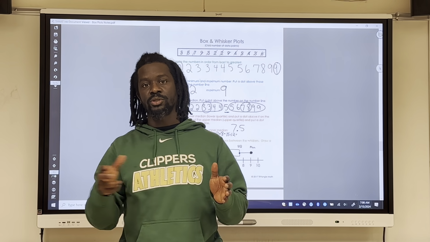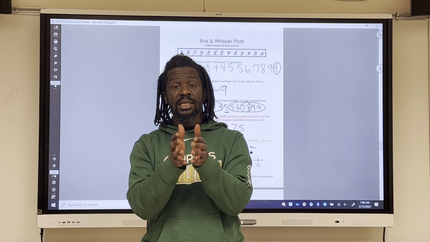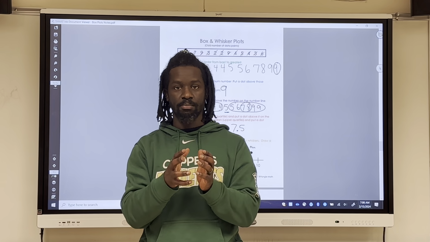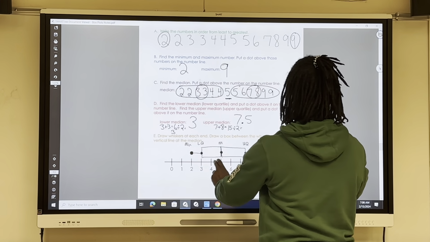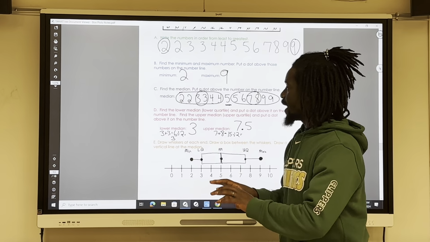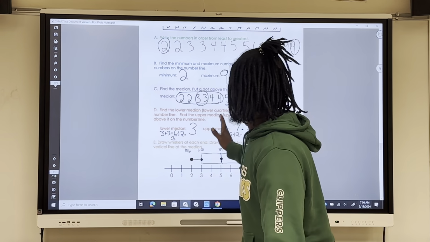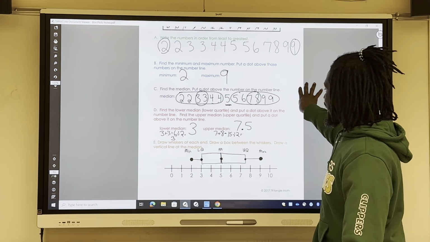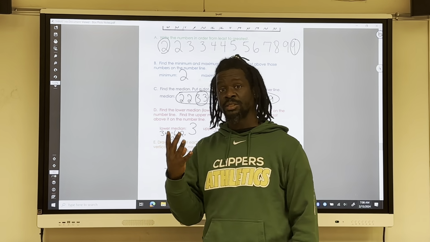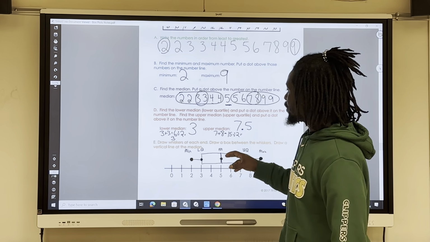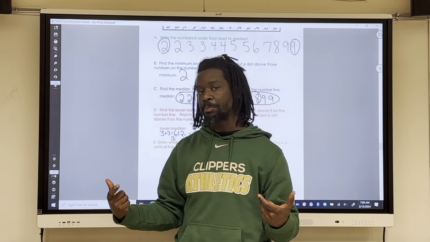We got our numbers in order, we've identified the minimum and the maximum. Now we're finding the median, which is the middle number. In this case it was 5, and when it gave me my middle number, I now have divided my numbers up into 2 sections. I have the lower half and the upper half. After step 3, step 4 is to find the median of the lower half and find the median of the upper half.